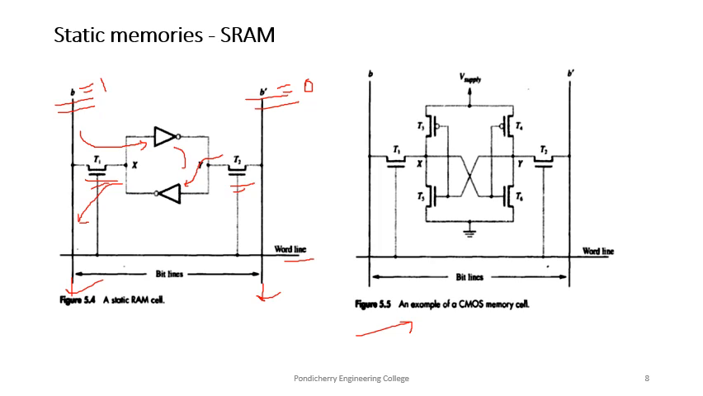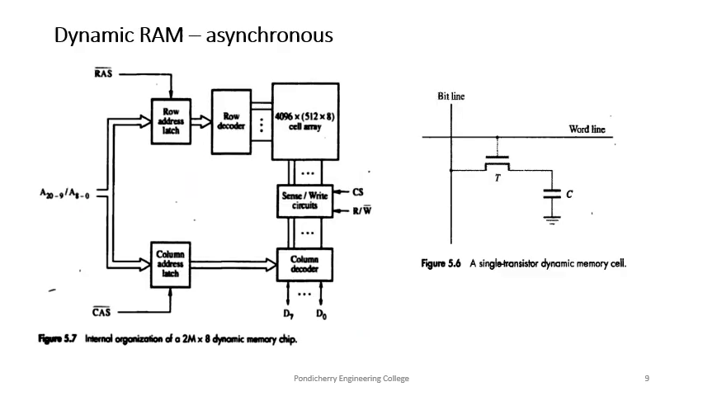And SRAMs can be accessed very quickly, and access times of a very few nanoseconds are available. This SRAM is also called volatile memory because its contents are lost once the power is interrupted. The other type of RAM is called dynamic RAM or DRAM, which can be operated in either asynchronous or synchronous fashion. And this figure shows a basic DRAM cell.